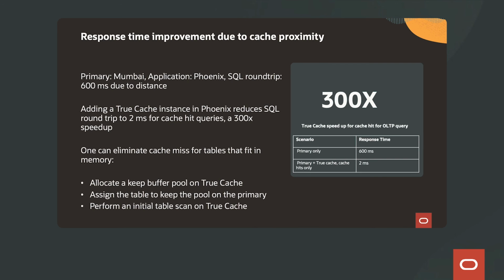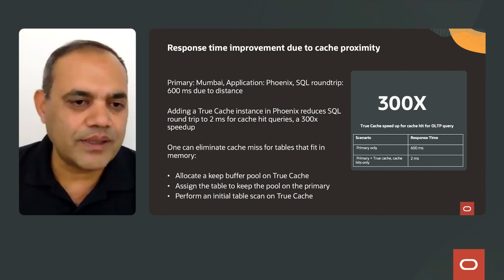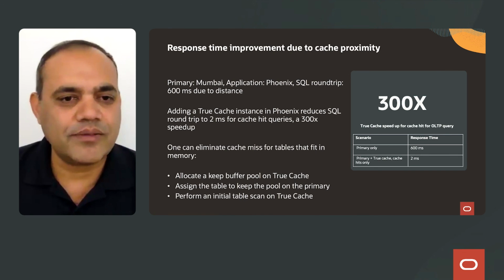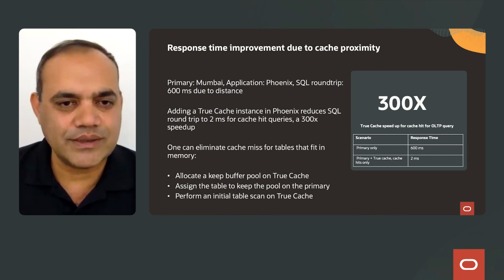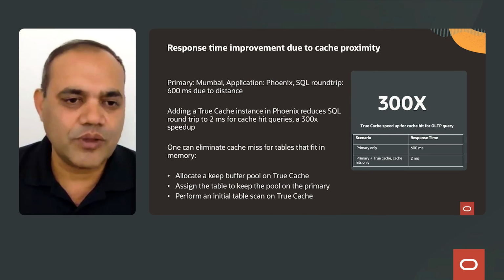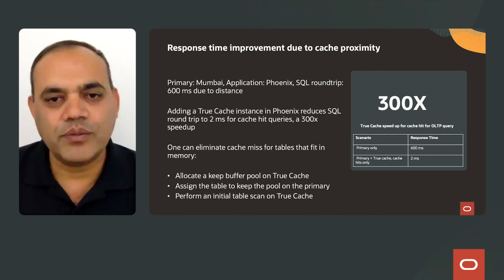Adding a TrueCache instance in Phoenix reduced the SQL round trip to 2 milliseconds for cache hit queries, which is 300 times improvement. This would be expected as the application is fetching data from a TrueCache instance, which is right next to it in Phoenix, versus going all the way to Mumbai in India.